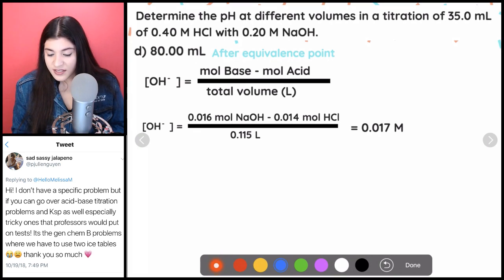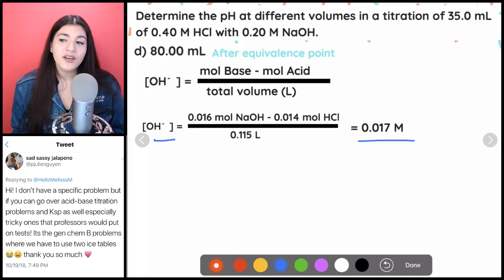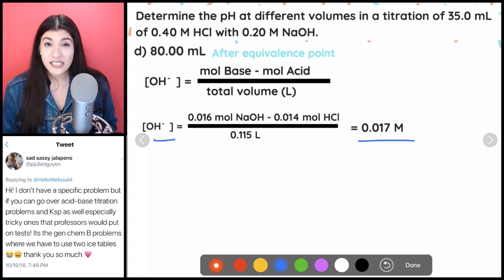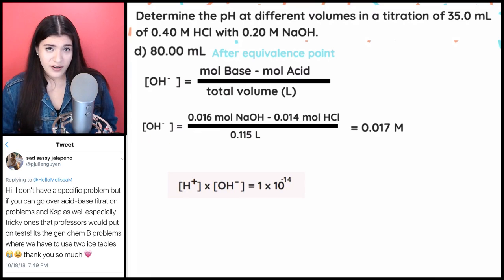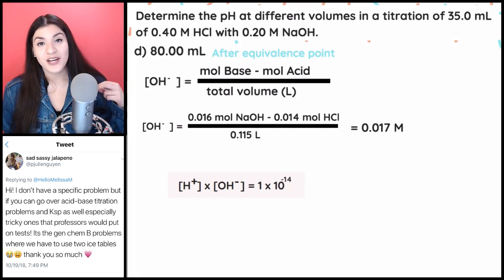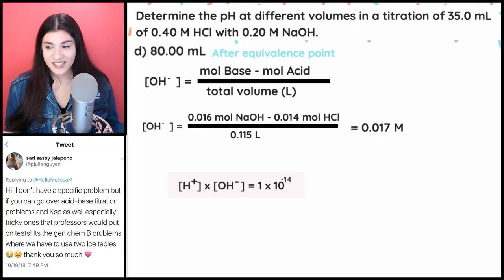Now note, this is the concentration of base. It's not the concentration of acid. So we have to figure out what our concentration of acid is, and there's a specific formula for that. So this is our formula that we will use to figure out what our concentration of acid is. Then we can plug that into the pH formula and figure out what the pH is.